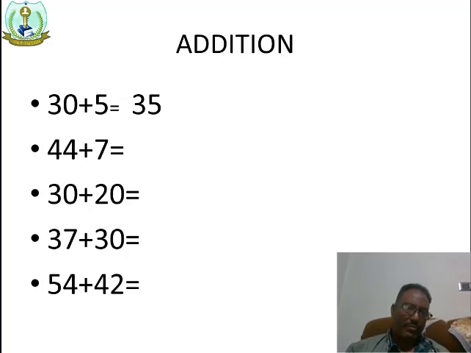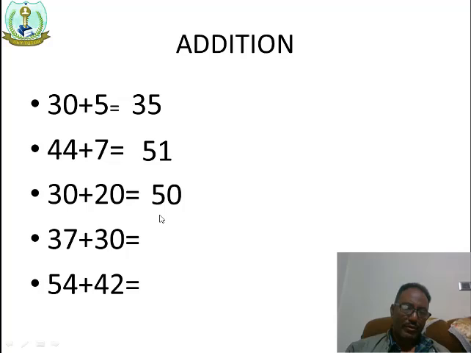Again, we have 44 plus 7. This is a bit difficult, but not as complex as the sum of two two-digit numbers. 4 plus 7 is 11. You have a carry 1, that makes 51. The simplest sum of two-digit numbers is when both numbers are multiples of 10, 30 and 20, for example. It is simply 3 plus 2 is 5, so the sum is 50. Until now there is no problem.